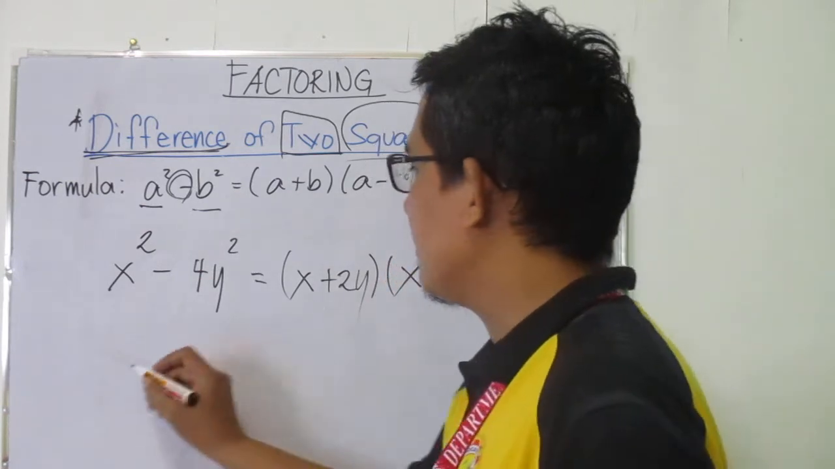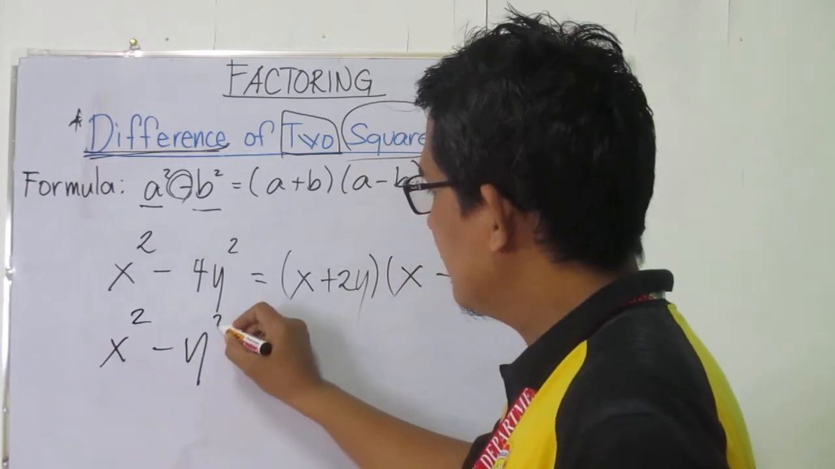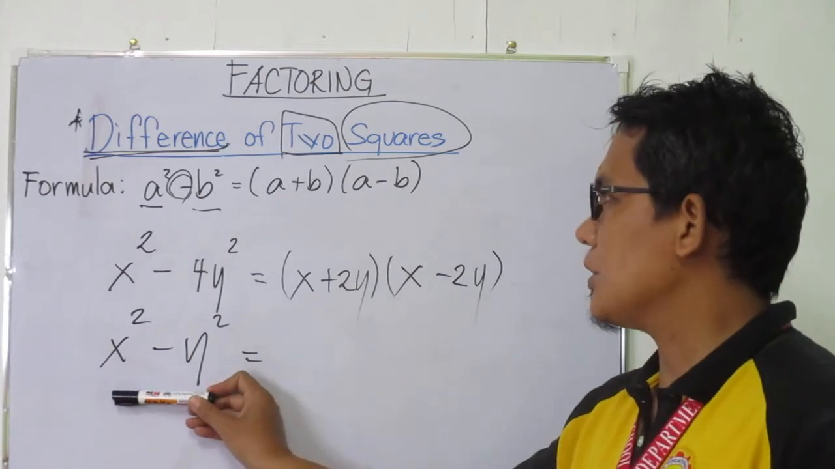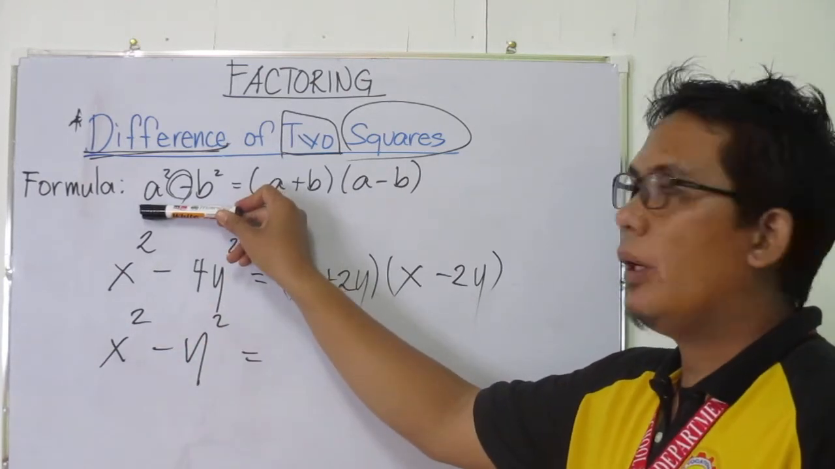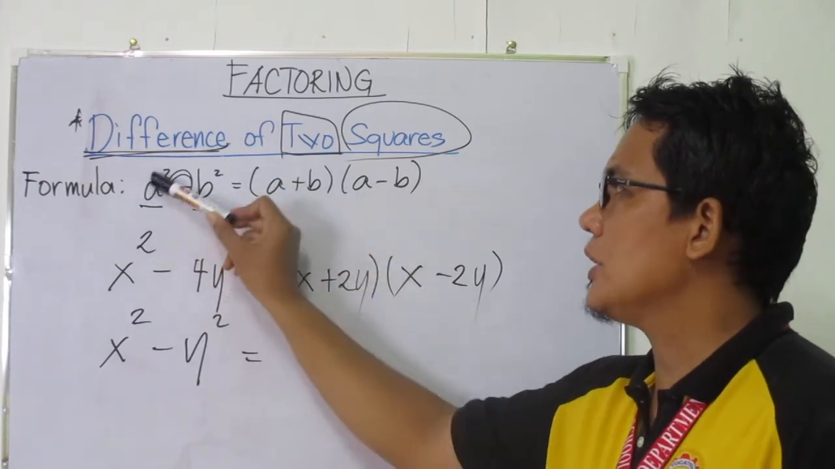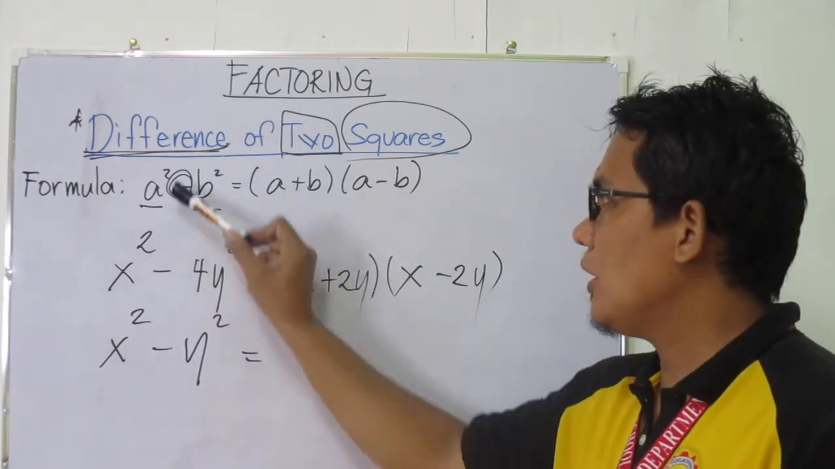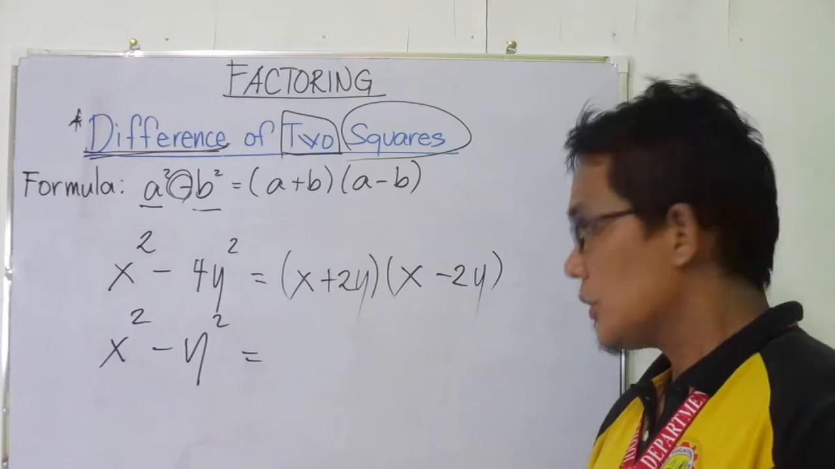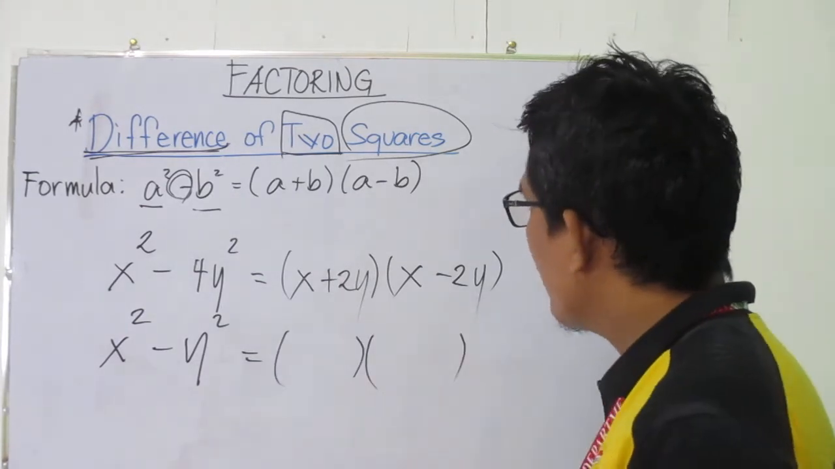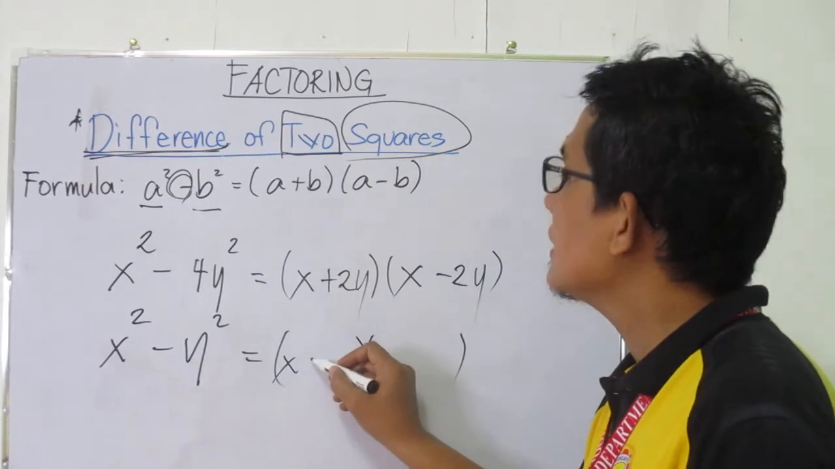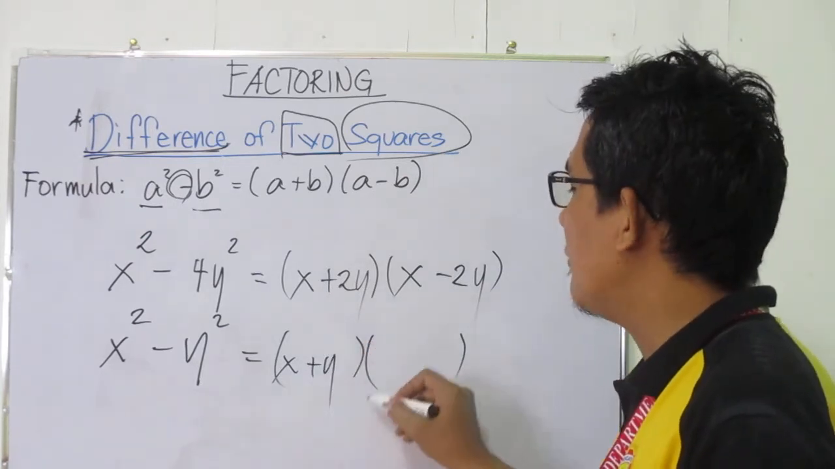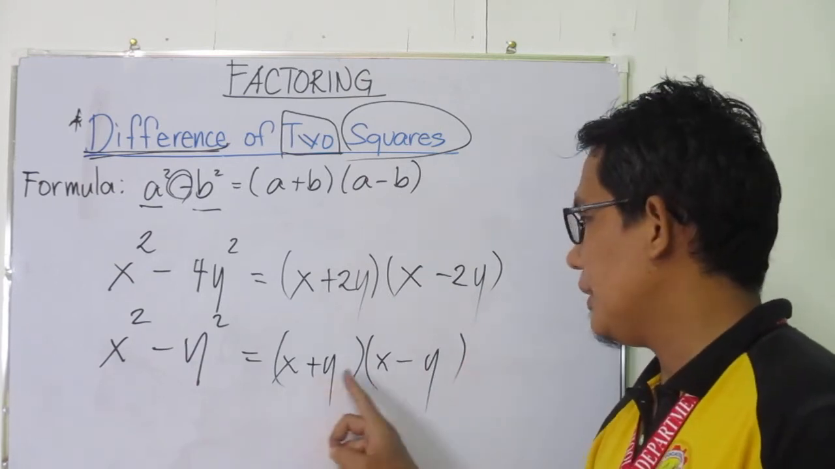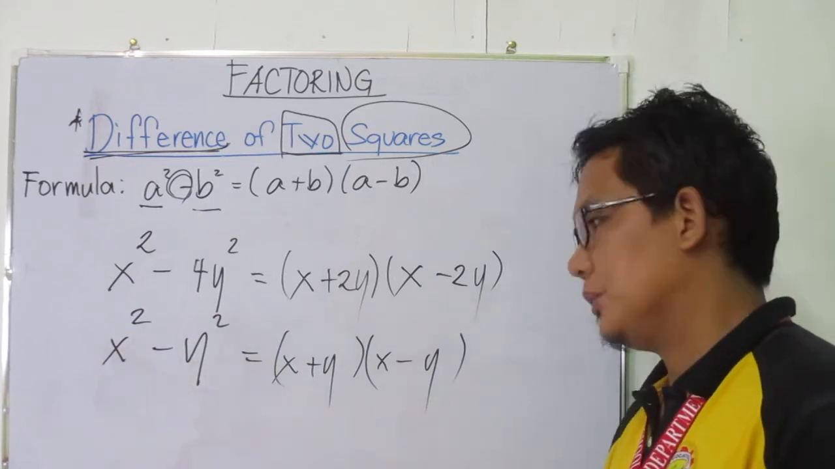Okay, how about this one? x squared minus y squared. You can see that this expression is just the same as our formula. They differ only in the variables, a and b versus x and y. But in our expression, the exponents are squared, squared. So just simply copy our formula: the product of the sum and difference of two terms. So this is the product of the sum and difference of our x and y.